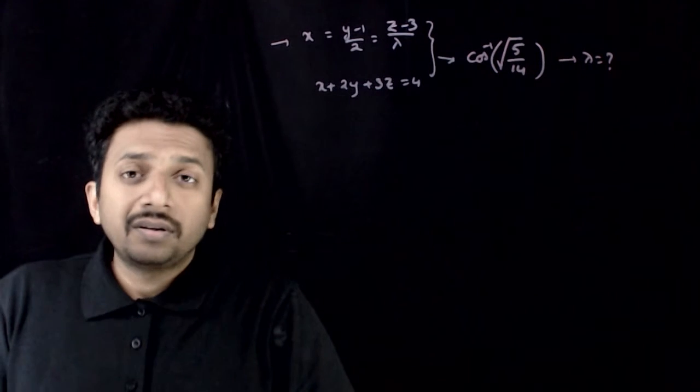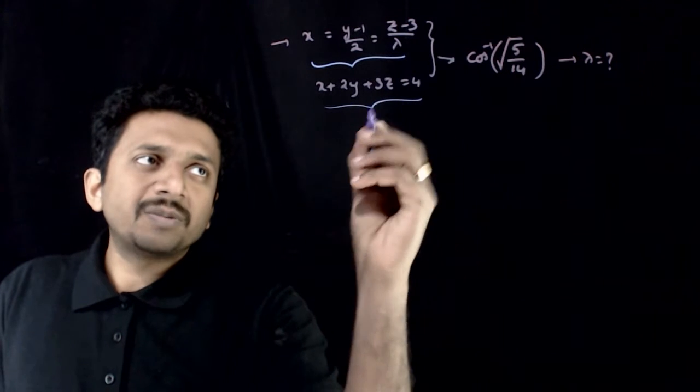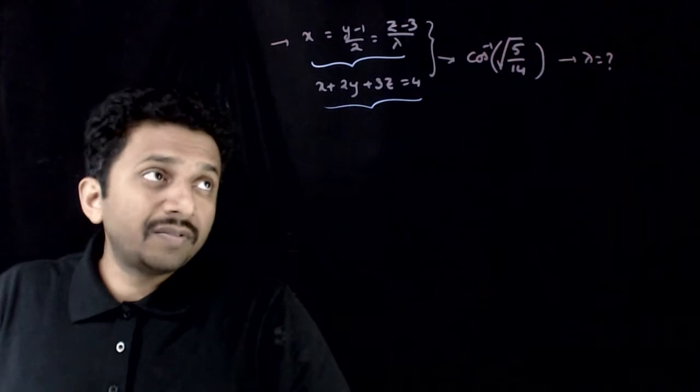So welcome students. In this question, you're given that the angle between this line and this plane is cos inverse of root of 5 by 14. So what is lambda?